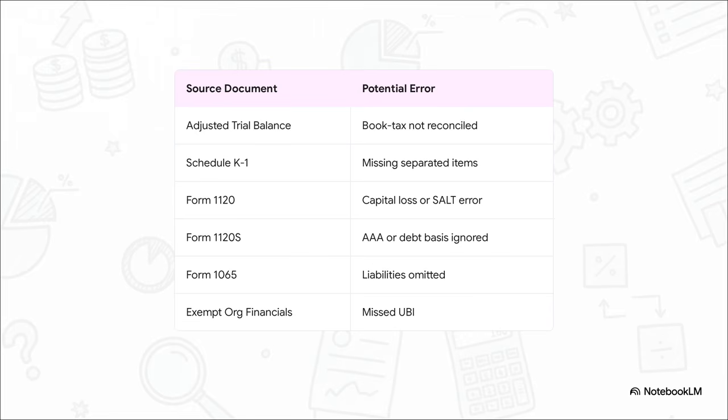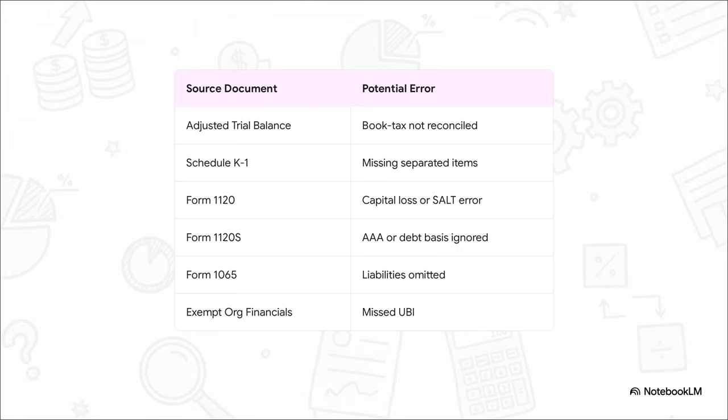If you're reviewing an adjusted book trial balance, check to see if the preparer just totally forgot to make an M-1 or M-3 adjustment for a permanent or temporary difference. If you're looking at a K-1, make sure a separately stated item, like a charitable contribution, wasn't accidentally buried inside ordinary income. On a C corp Form 1120, verify that they didn't illegally deduct a net capital loss against ordinary income, or maybe they botched the state apportionment calculation. For an 1120-S, check if the preparer completely ignored the shareholder's direct loan when calculating debt basis, or if they messed up the AAA calculation.